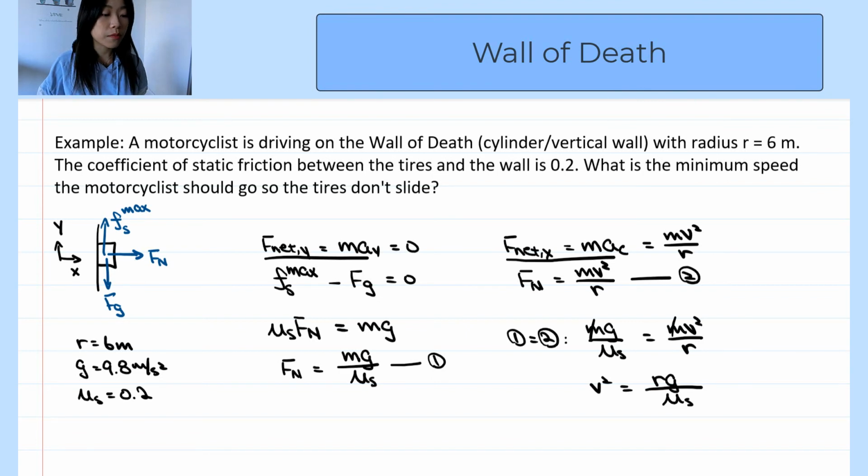Then you plug in the numbers and take the square root to find that the minimum speed, so that the car doesn't slide downward, is 17.15 meters per second. Or you can convert it into kilometers per hour, which is 61.73 kilometers per hour. So that is the minimum speed you need to go if you drive in a wall of death with radius of 6 meters.